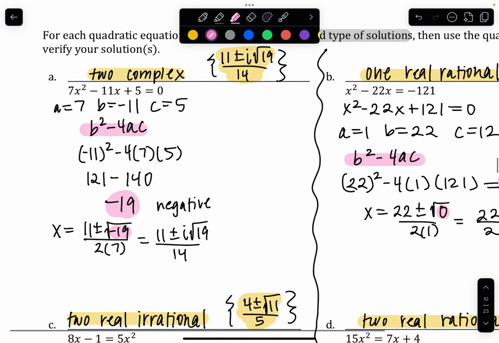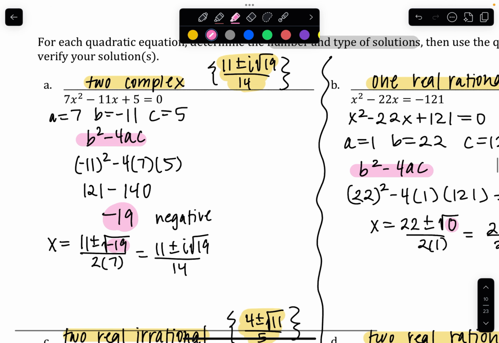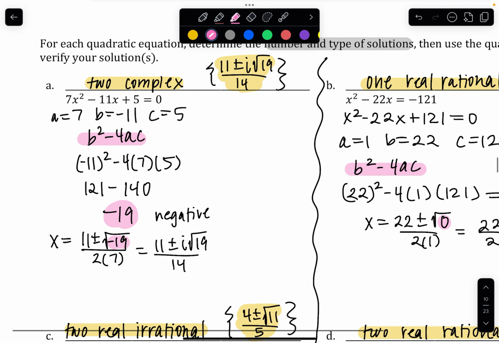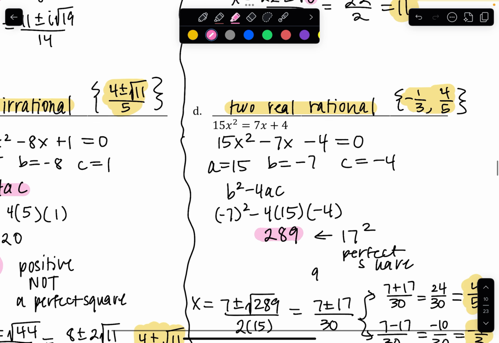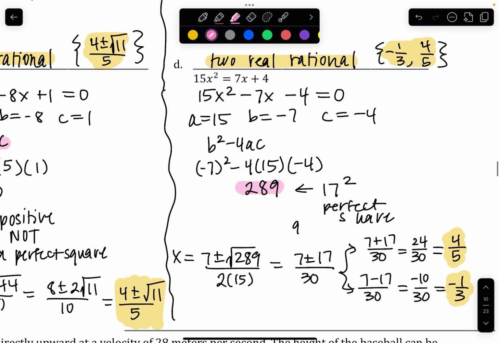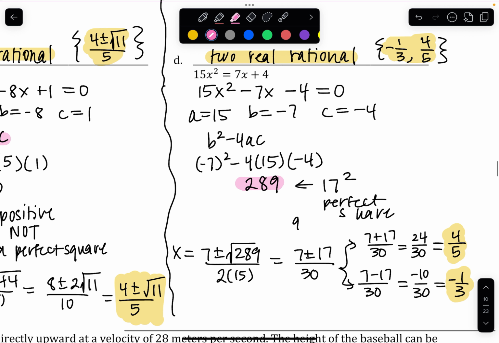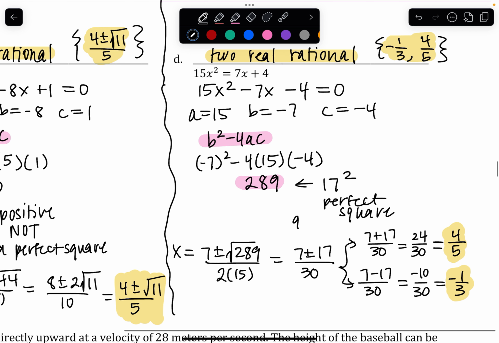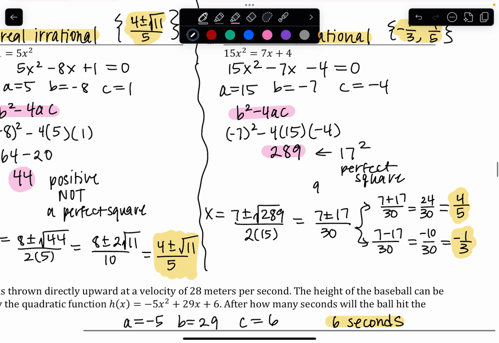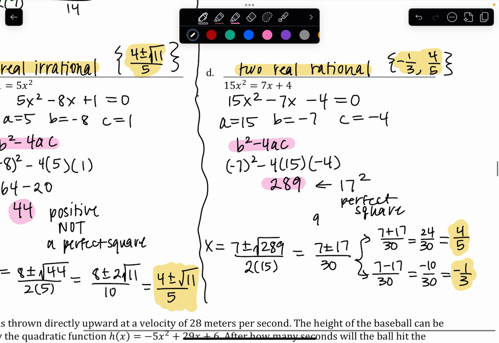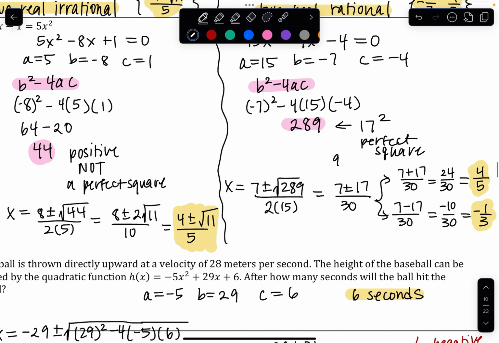Okay, in example A, it was negative and we had imaginary. We had the i show up. Here, no i. And then for example D, we ended up with 289 as our discriminant, which is a perfect square. It is a perfect square. And so that's how we end up with two real rational solutions.